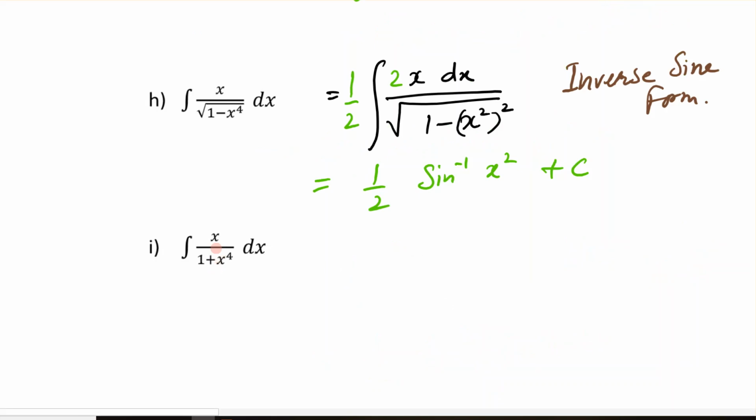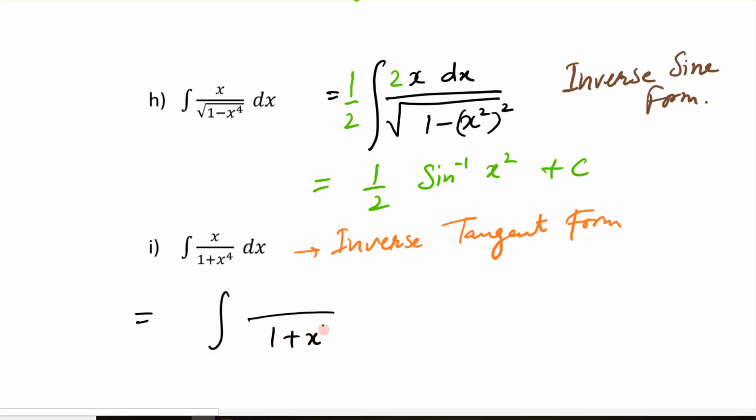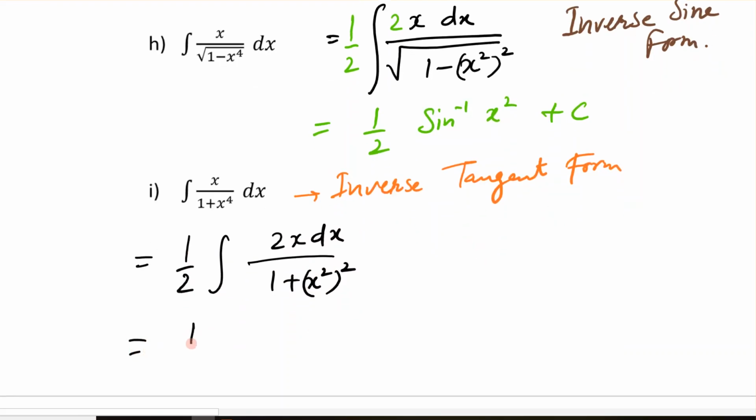Again, in the next one, we can make the differential on the top, and then we have 1 plus the square of a function. So this is our inverse tangent form. We can rewrite this as 1 plus x squared, square of that, and then we can make the differential of that x squared on the top. Since we have added a 2, we need to divide by 2. So overall we get half tangent inverse of x squared plus c.